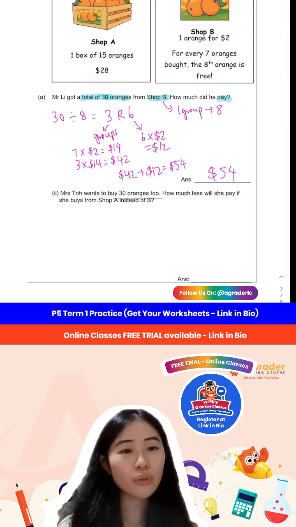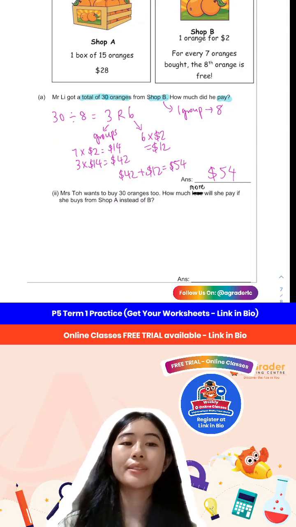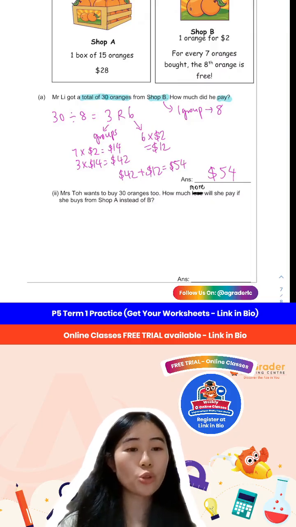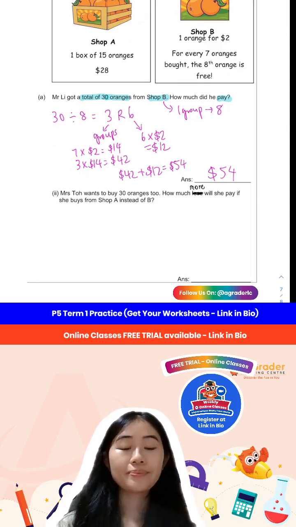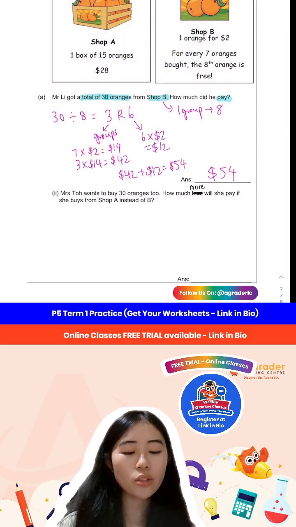Okay, user 745. Yes, the keyword less. Instead of less, your keyword should be more. So some of you managed to catch the small error. The keyword you should change it to is more. Now that we have changed the keyword, let us solve the question.